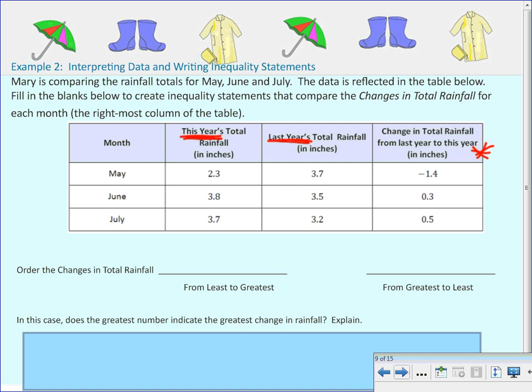So if we had a negative change in rainfall, did we have less rain this year or more rain this year? This year was negative 1.4 change from last year.